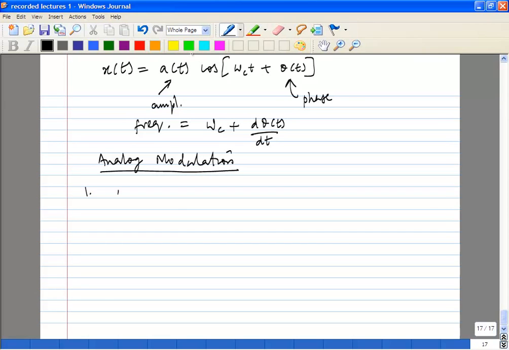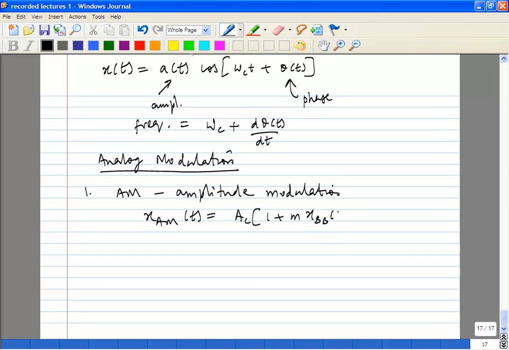So first let's look at AM, which is amplitude modulation. A general AM signal can be written as A_c, which is some constant, times 1 plus m x_bb of t, times cos omega_c t. This is your AM amplitude modulation component, and m is called the modulation index, and of course the carrier has a constant frequency.